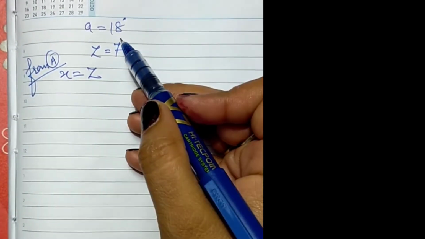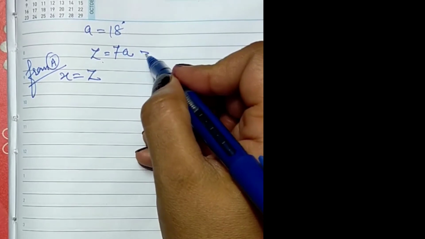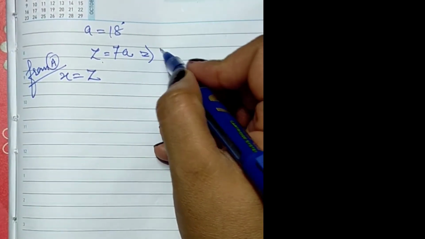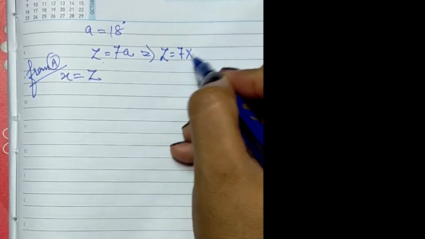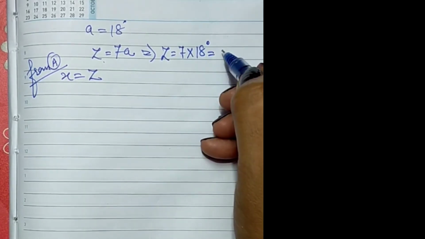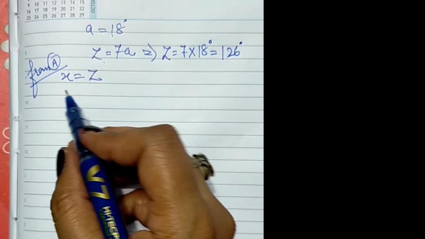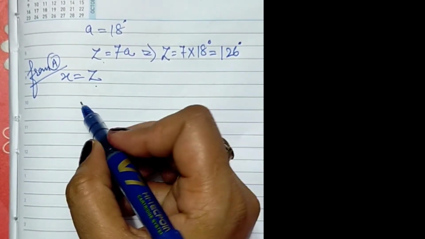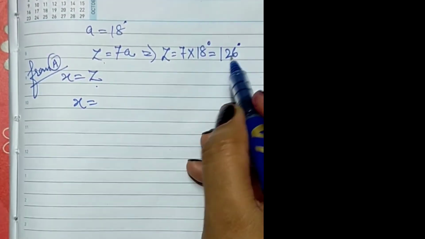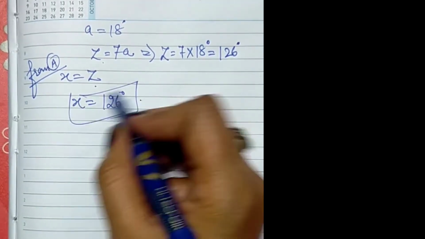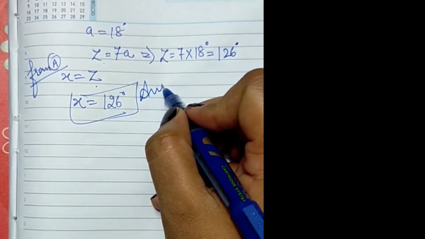We got a as 18, so I can find out z, which is 7a. Z as 7 into 18, that will give us 126. Now x is equal to z and z is equal to 126. So this is the required answer.